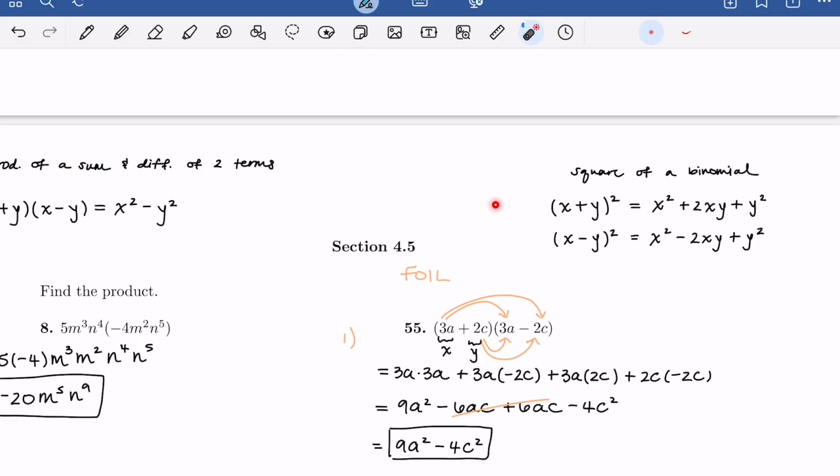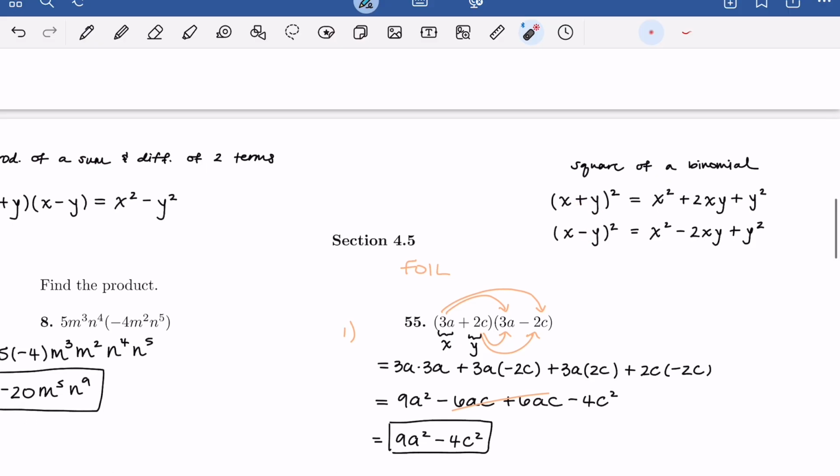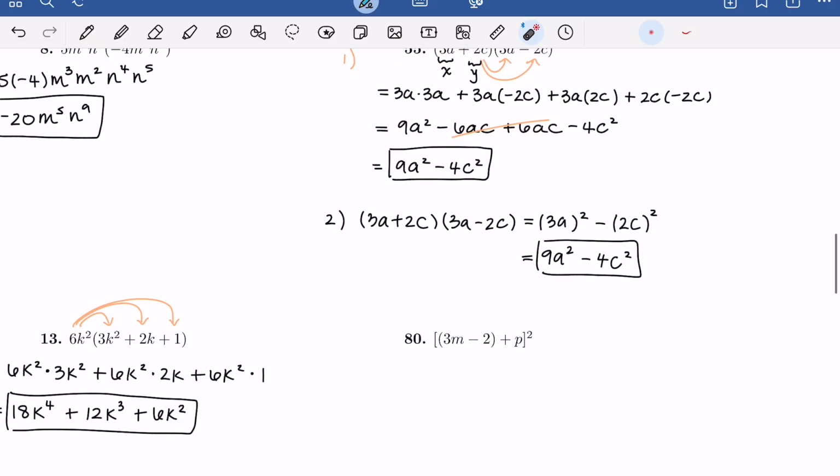So this is always going to be the case whenever we have the square of a binomial. So keeping that in mind, let's look at this next example. For question 80 here, we have (3m minus 2 plus p) squared. At first, this might look pretty complicated, but notice we're just taking the square of two different polynomials. We're going to have this 3m minus 2 being essentially one polynomial, and this plus p being the other.